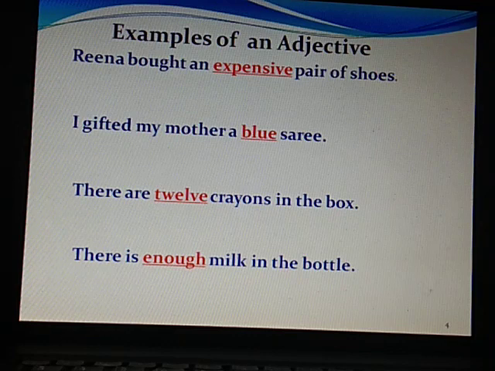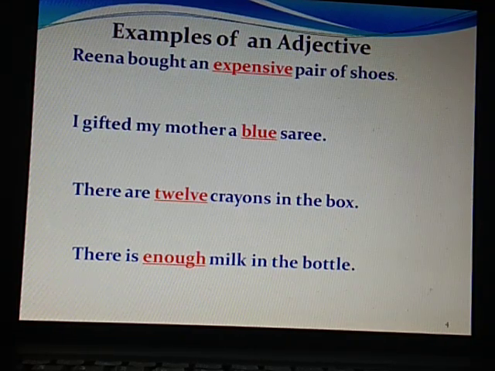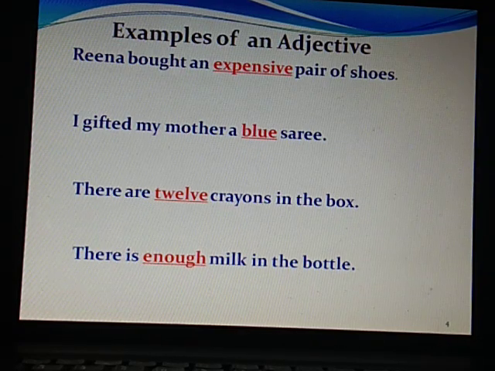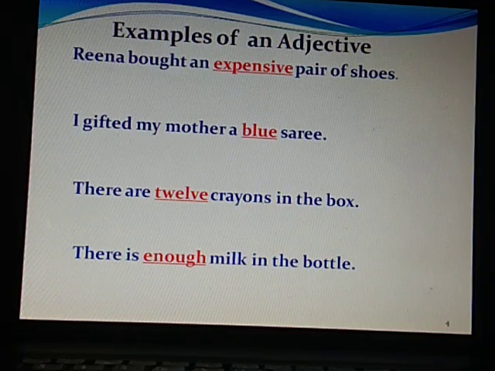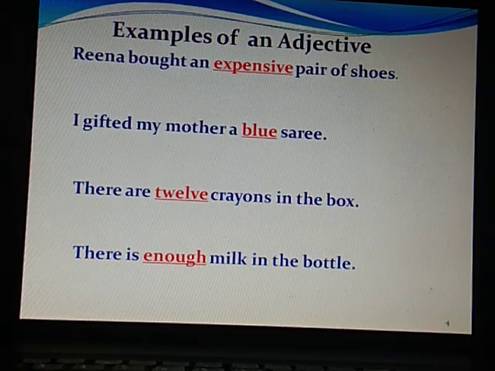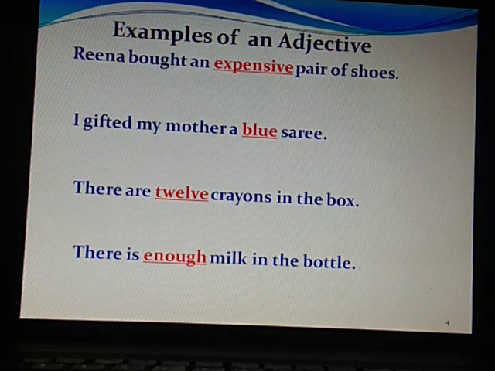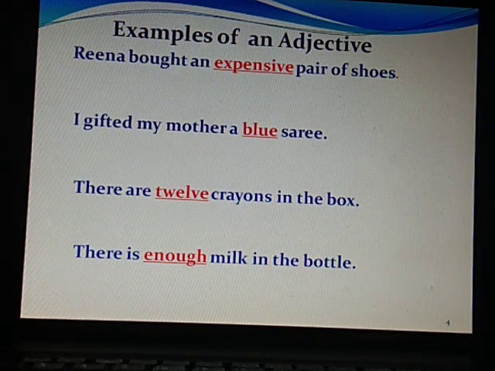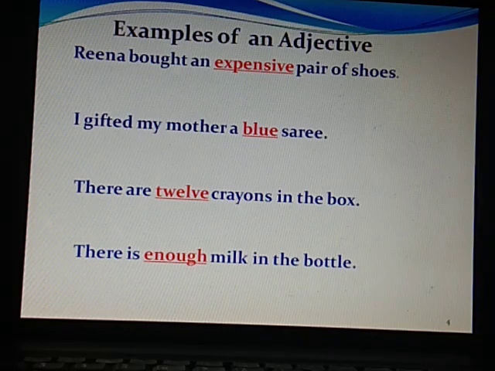Again, a few more examples. Reena bought an expensive pair of shoes. I gifted my mother a blue sari. There are 12 crayons in the box. There is enough milk in the bottle. So here you can see expensive, blue, 12, enough. They are telling us more about the nouns which come after those words, like shoes, sari, box and milk. So these are termed as adjectives.